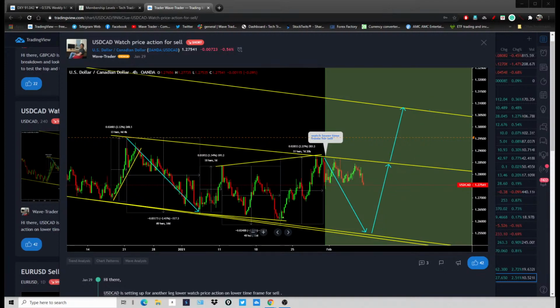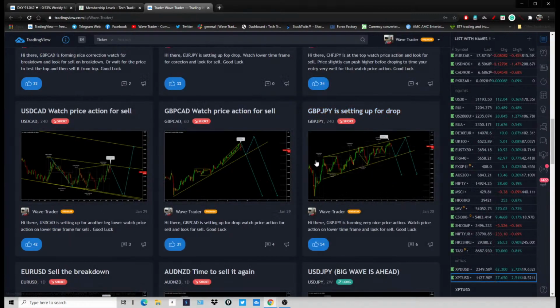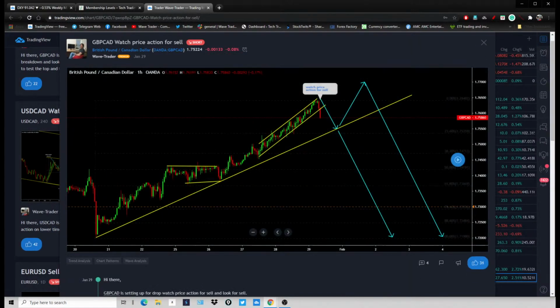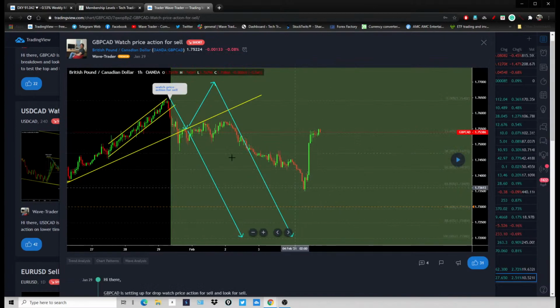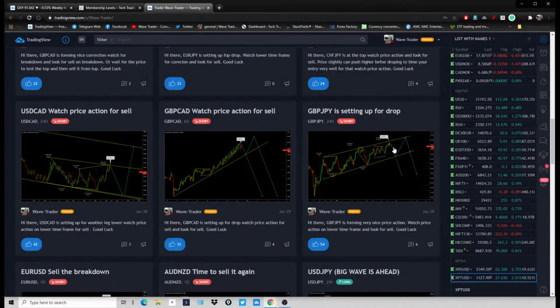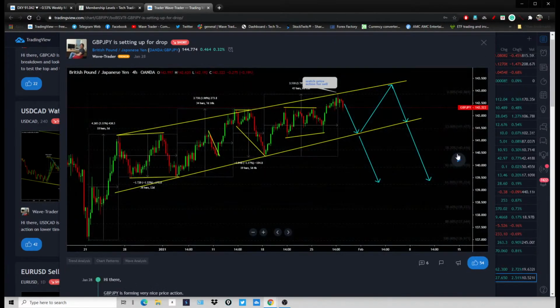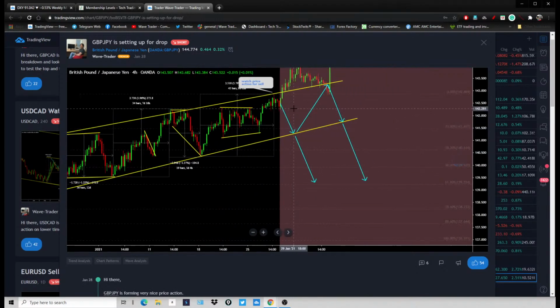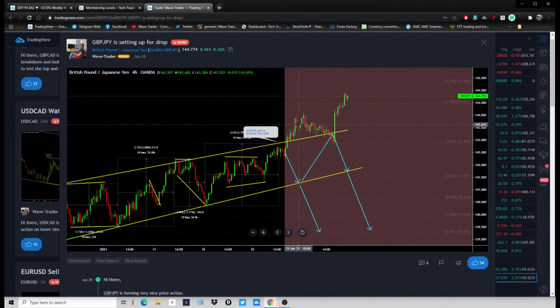Okay, so we're gonna look at the lower time frame as well. Pound CAD has almost completed the move on a 1 hour time frame chart. Pound yen, we have seen that chart last week too. It just broke out the previous top and went higher.